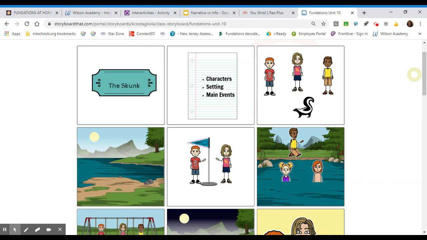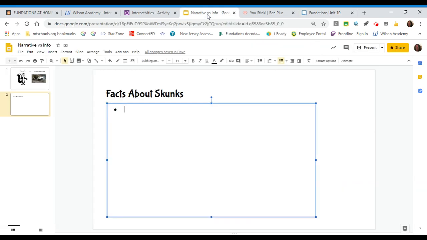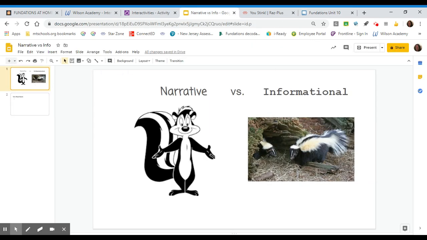Okay, so when we have a story that's filled with information, we call it an informational text. It's also called nonfiction. A narrative is fiction. So right here, I have a little demonstration. You can see we have a fake illustration of a skunk. This would be a skunk that was in a story that was maybe make-believe. And now over here, I have a real image of a skunk. So if I were reading a story about facts about skunks, then that would be informational.